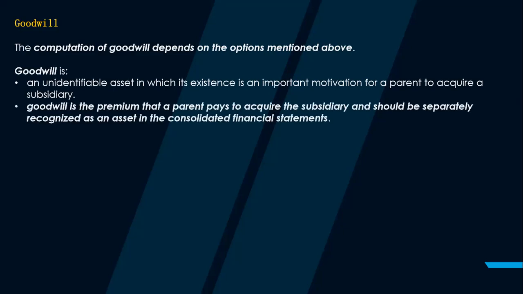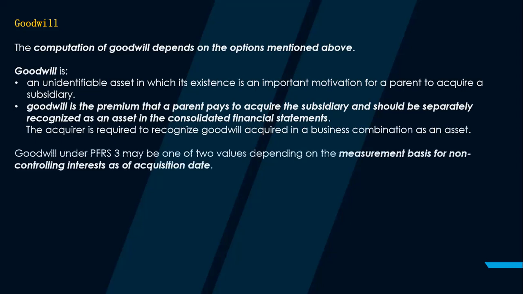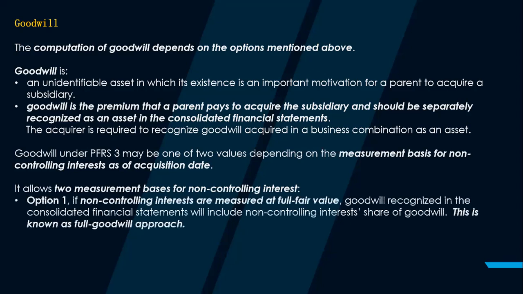Goodwill is a premium that a parent pays to acquire the subsidiary and should be separately recognized as an asset in the consolidated financial statements. The acquirer is required to recognize goodwill acquired in a business combination as an asset. Goodwill under PFRS 3 may be one of two values depending on the measurement basis for non-controlling interest as of acquisition date. It allows two measurement bases for non-controlling interest.